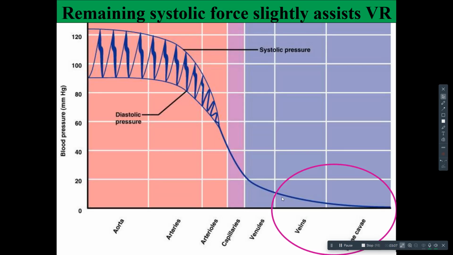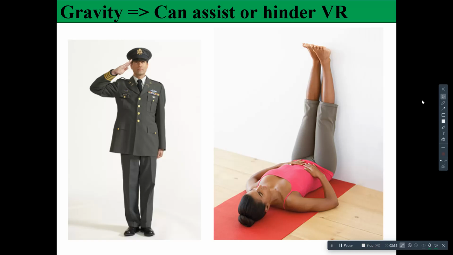So veins do have some blood pressure to them. There is still something of a gradient between our veins and our right atrium, which on our graph would be over here. So there is still some of that systolic pressure generated by the contraction of the ventricle that is going to push blood forward. But it isn't enough.